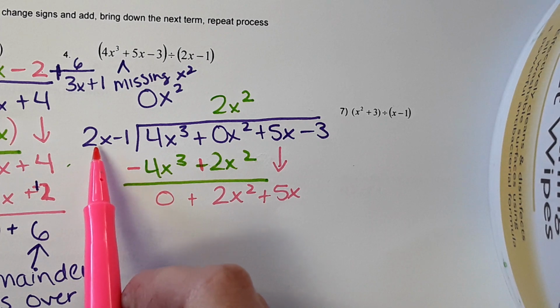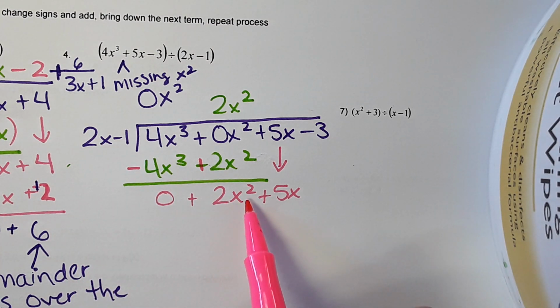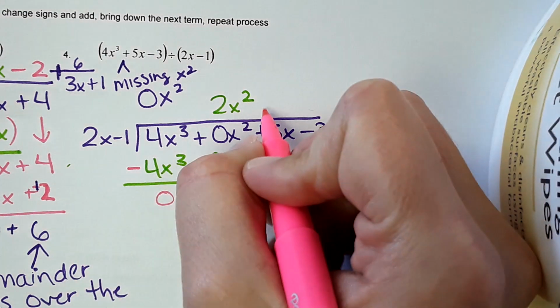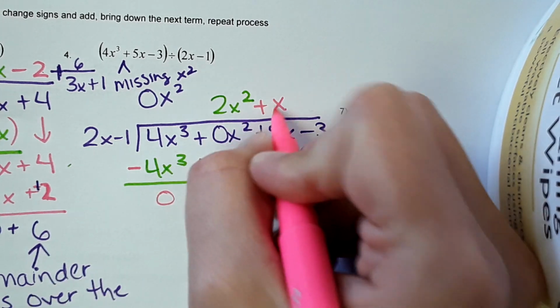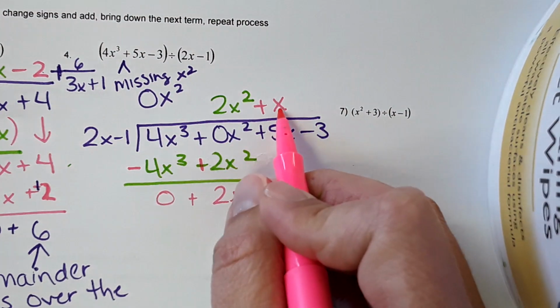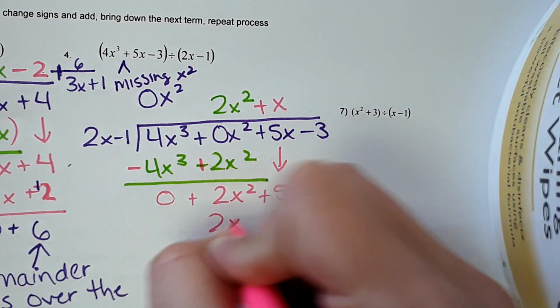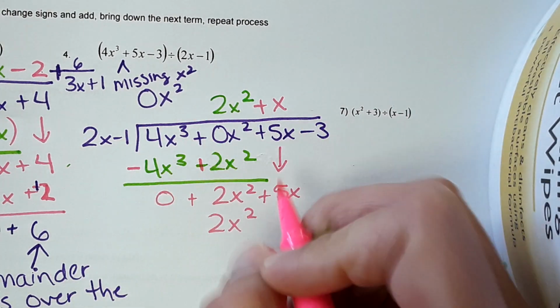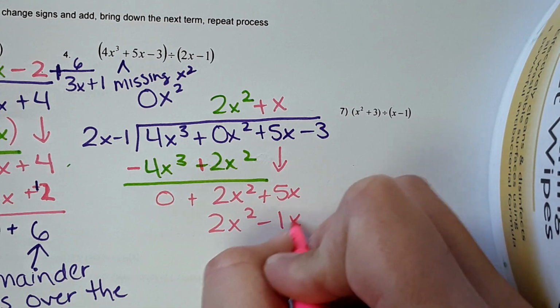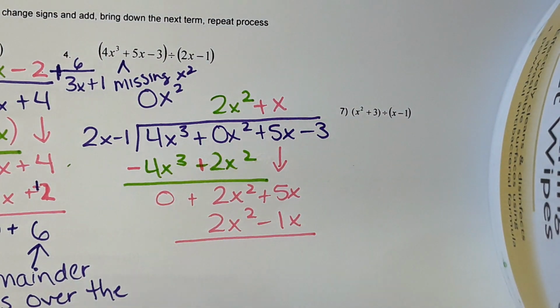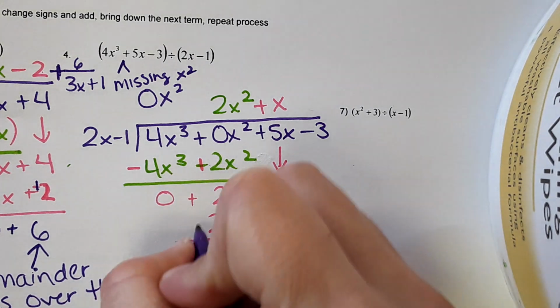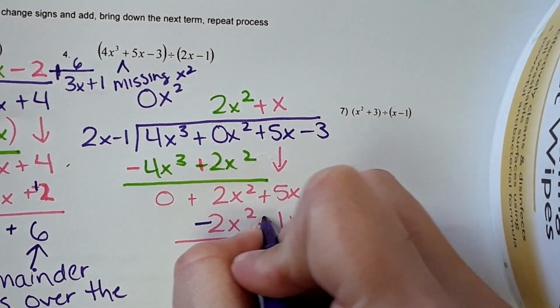So now we need to see what we would multiply 2x by to get 2x squared. So that would be x. And then I can multiply this x by this here. X times 2x would be 2x squared. X times negative 1, negative 1x. Subtracting this, so we put subtraction here, change the sign here.